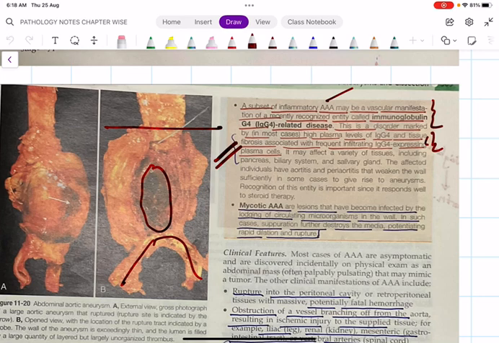Then we have something we call mycotic. Mycotic means infection, as I have already told you. So it has some organisms, it will destroy the tunica media, which will cause a rupture. Mycotic aneurysm always tends to rupture.